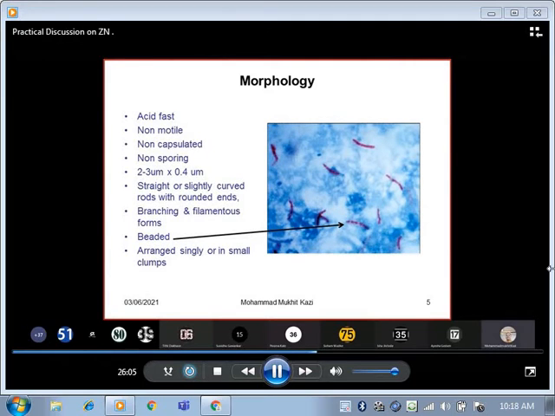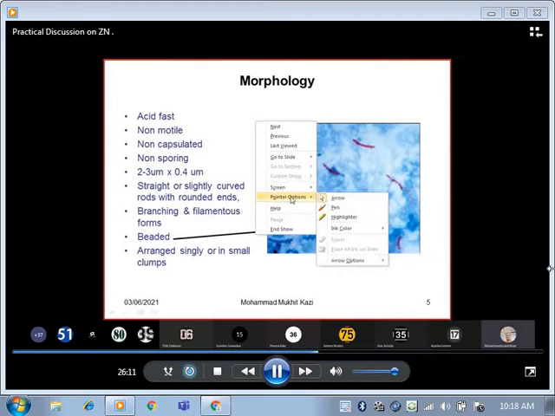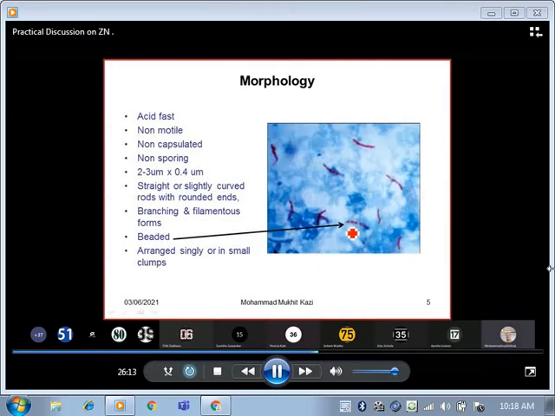This is the actual ZN stain, and how the bacilli appear. If you see here in the staining, these are the acid-fast bacilli. Can you see they don't get smoothly stained? There is a gap. You can see here there is a gap. This is also called beaded appearance.